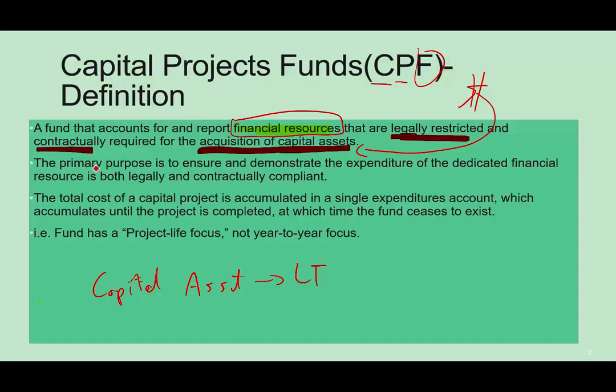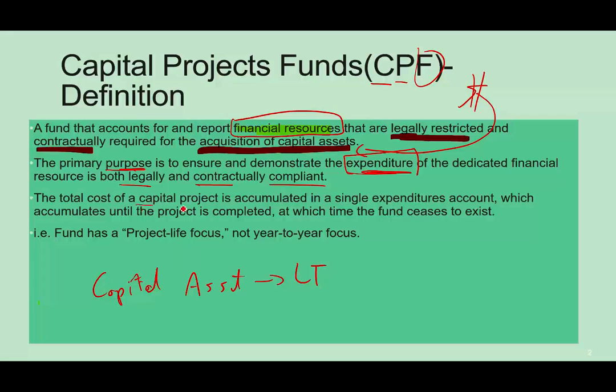So the purpose of the capital project fund is to ensure and demonstrate that the expenditure of the dedicated financial resources is both legally and contractually compliant. Remember, government accounting deals a lot with legal and contractual compliance. Therefore, the purpose of the fund is to make sure the expenditures are going to the right place, which in our situation is a capital project.